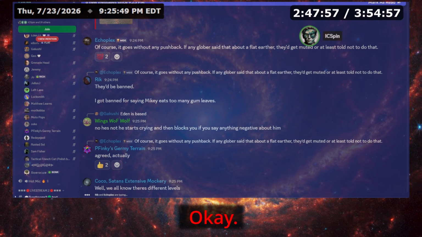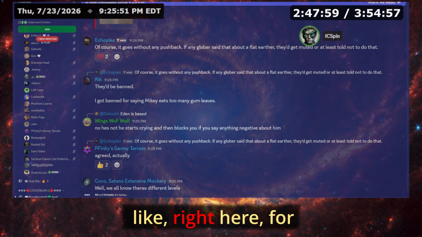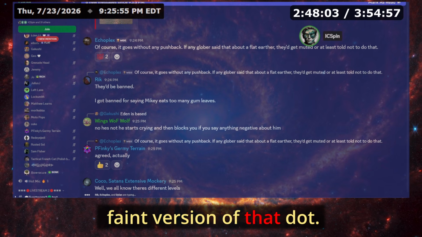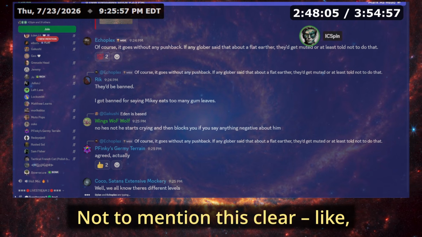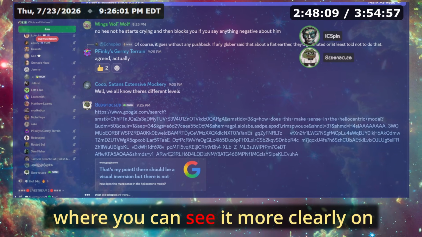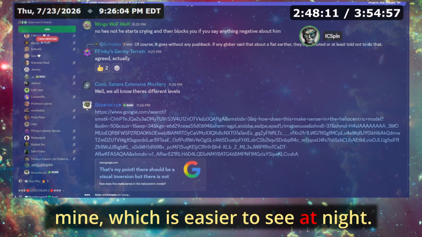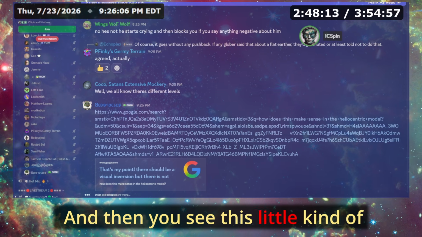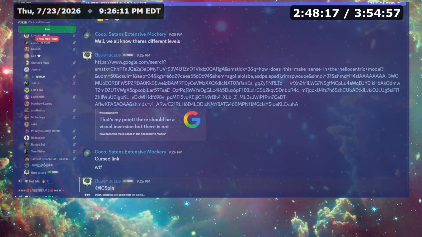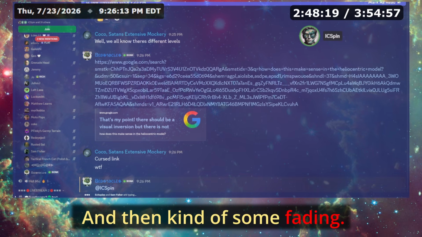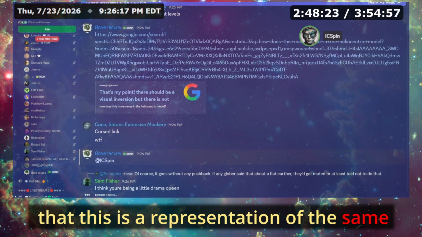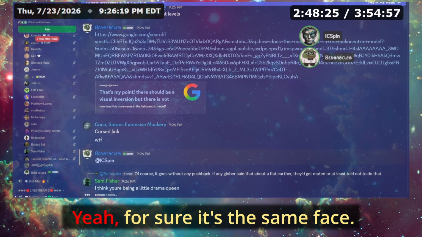Android. Okay. But you can see little characteristics, like right here, for example, the little dot, and you can see a faint version of that dot. Not to mention there's a gradient of this kind of shadow that you can see more clearly on mine. It's easier to see at night. And then this little shape looks like a little paw, right here. You see it there, and then some fading. I think most people would agree that this is a representation of the same face of the moon. It's inverted, right? Yeah, for sure it's the same face.